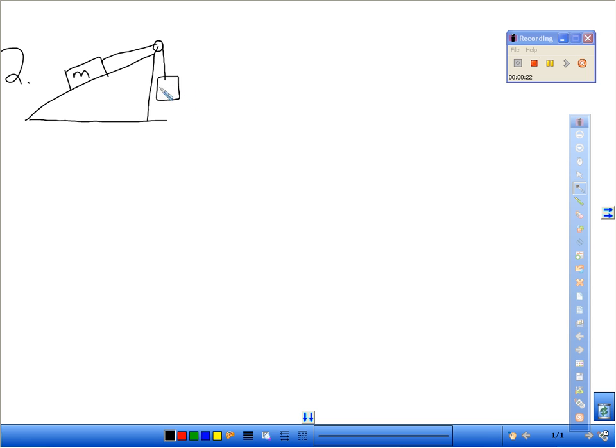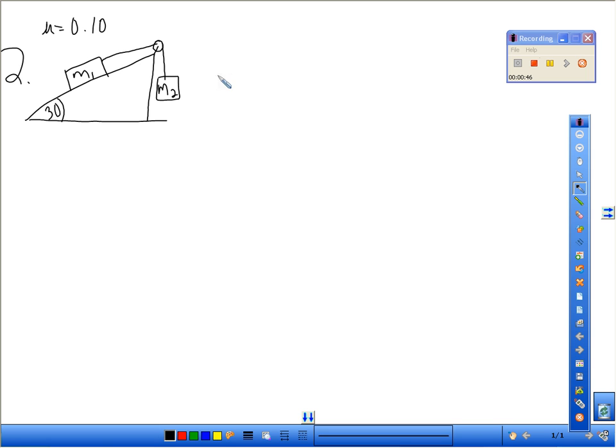The mass that is hanging is the 16 kilogram mass, M2. And mass 1 is resting on the ramp. The ramp is inclined at 30 degrees. And mu has a value of 0.1. Now I want to figure out the acceleration and the tension.